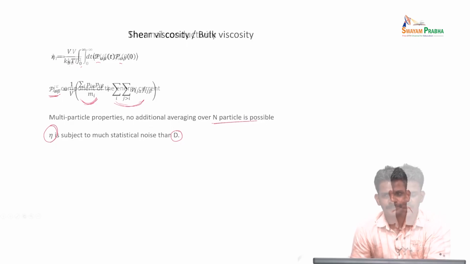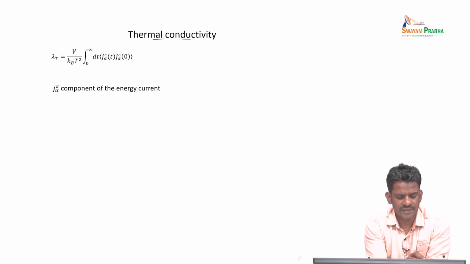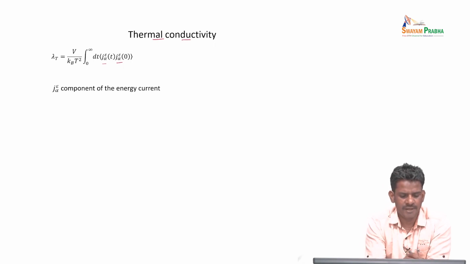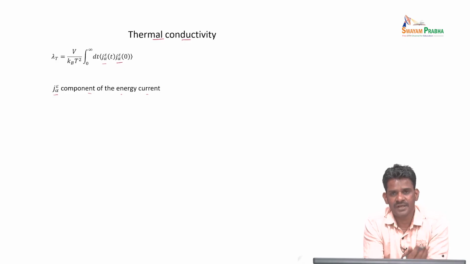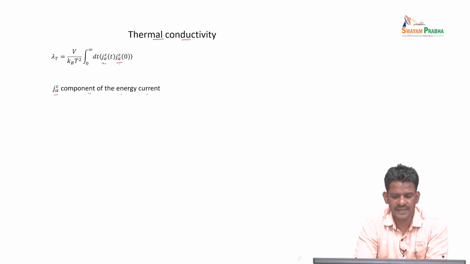We can also write the thermal conductivity by an analogous Green-Kubo relation, which is V by k_B T squared times the time integral of the energy current of the particles. Here J alpha is the component of the energy current. This is also something one can calculate in MD simulations, and once you get the energy current autocorrelation function, it can be time integrated to get thermal conductivity.